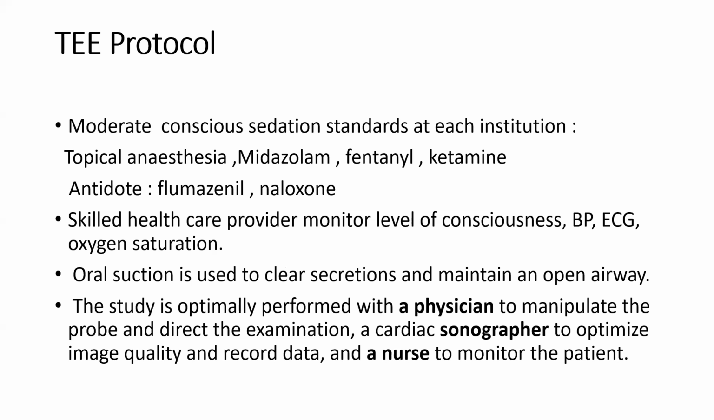But if you start with a baseline blood pressure of 90 or 80, give him fluid first to improve the blood pressure, if the ejection fraction is normal. After that, you start to give him small doses of midazolam, 0.5, and fentanyl, 25. Sometimes the ICU or the anesthesia people give ketamine.